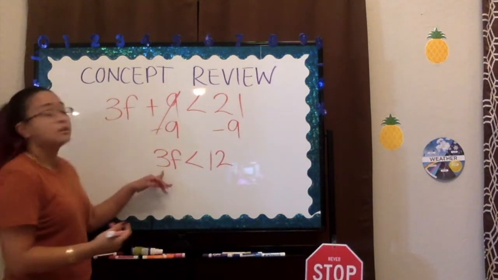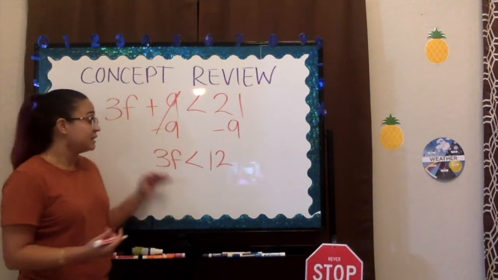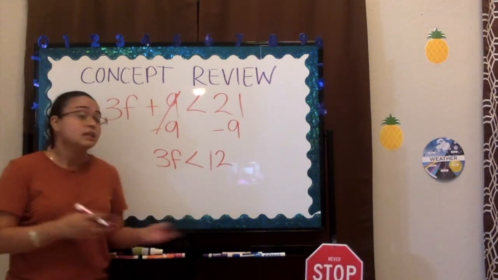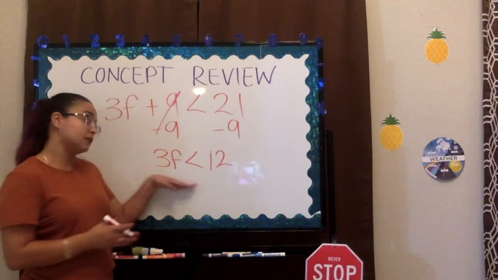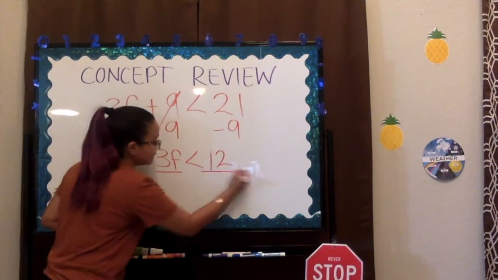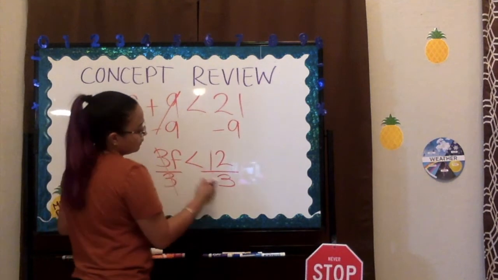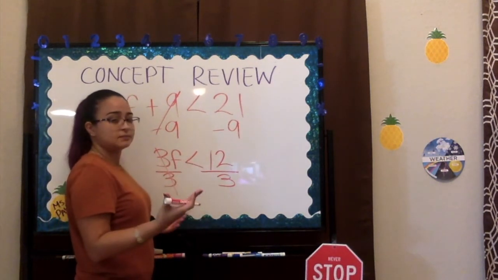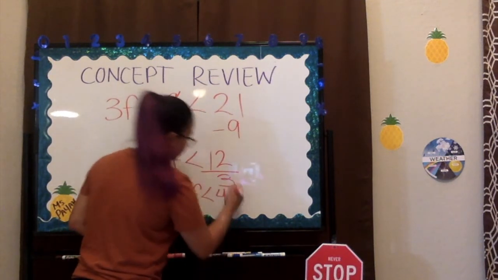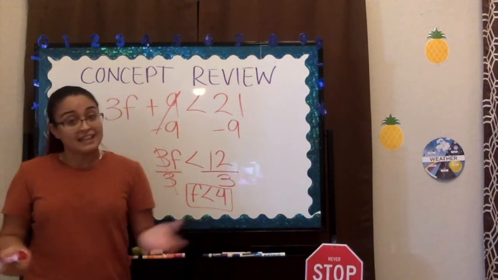Okay? Now, this looks like an inequality that we solved in just one step, which is, in this case, division, because we have multiplication. The opposite of multiplication is division. So we're going to go ahead and divide by 3 on both sides. That cancels out. 3 goes into 12. How many times? 4. So f is less than 4. And that is our final answer. And that is how we solve it.